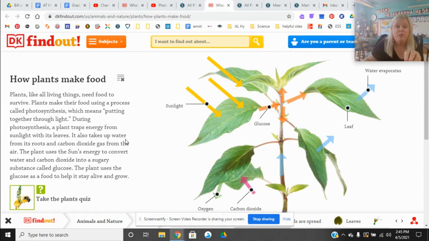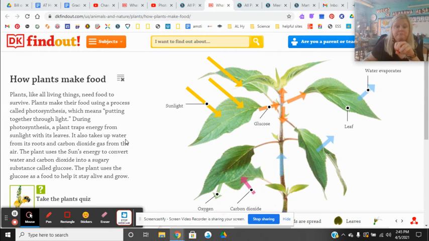Glucose is a very important word. It is a carbohydrate, and carbohydrate is one of the must-know terms for this unit. The plant uses the glucose as food to help it stay alive and grow. Other vocabulary words that you'll need: photosynthesis. Convert just means change. Carbon dioxide, and when it refers to air, it's just oxygen.